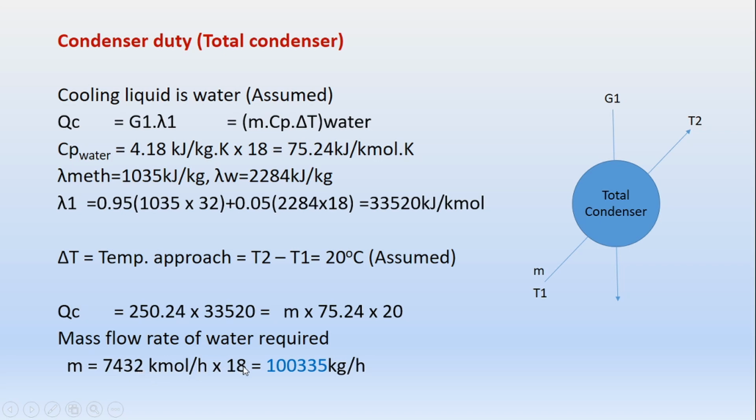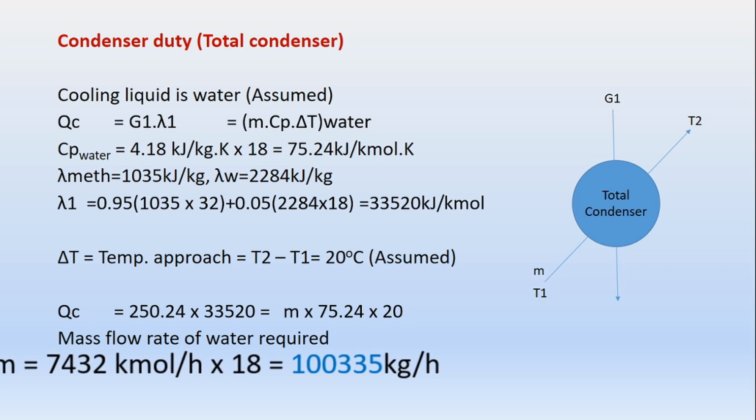Okay, multiply by the molecular weight. So we get 1,335 kg per hour of water. So that is the requirement of water in the condenser. Okay, so we have done the energy balance, which is G1 lambda and mCp delta T, and we found out lambda 1, and we substituted that and we got the QC value, and that is equated to mCp delta T to get the mass flow rate. Mass flow rate value is 1,335 kg per hour.